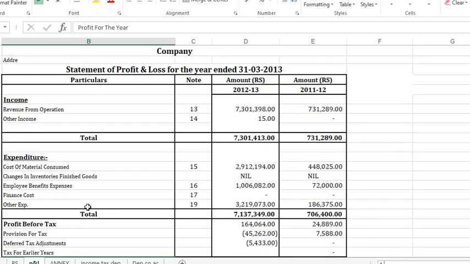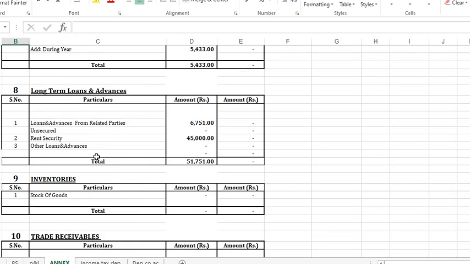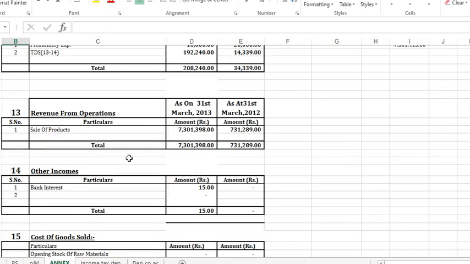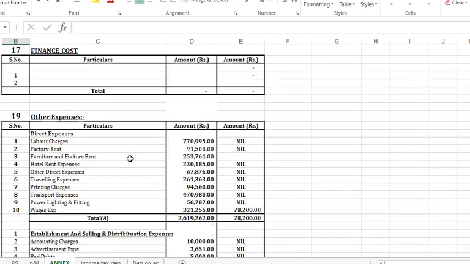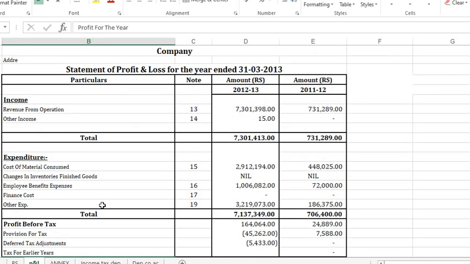This is how it looks, and there are notes to accounts. We have to give the breakup of each and every transaction in something called as notes to accounts. That means for each and everything we have to give notes. Like for long-term loans and advances, what is that is included, okay? What is that is included? For inventories, what is that is included? For trade receivables, what is that is included? For each and everything we have to give notes to accounts. So that is how your profit and loss, balance sheet and notes to account look like.